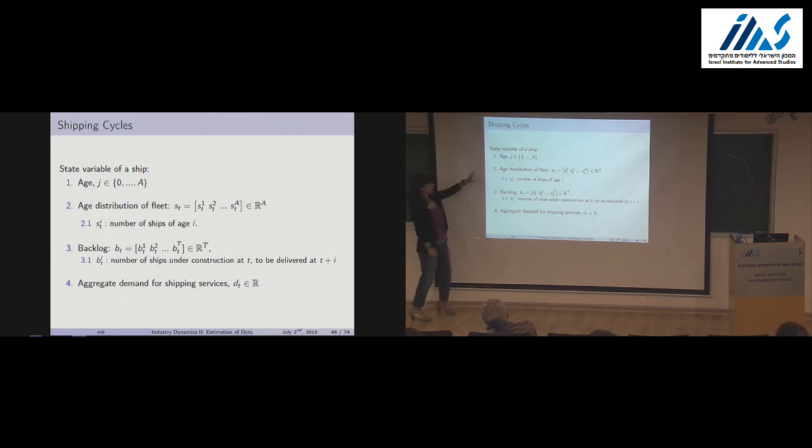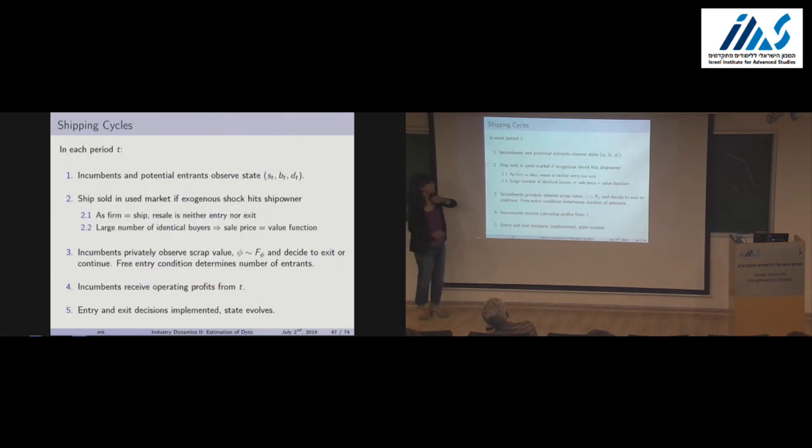Okay, so the aggregate state is also going to include the total backlog. So there's time to build, and that's what I'm looking at here. This is basically how many ships will be delivered tomorrow, the day after, the day after, and so on and so forth. And then finally, and crucially, this is where the uncertainty and volatility are going to kick in: aggregate demand for shipping services. So think of this as the macro fluctuation, China growing, crisis, and so on.